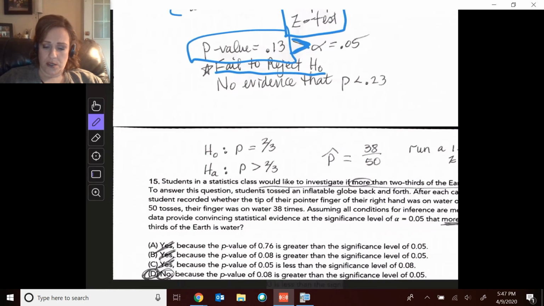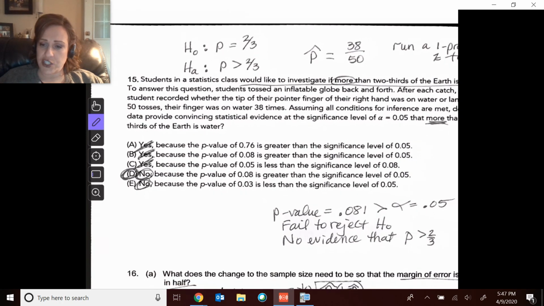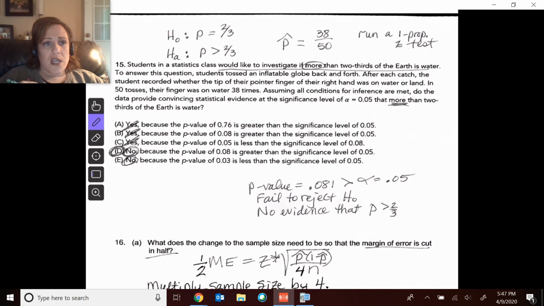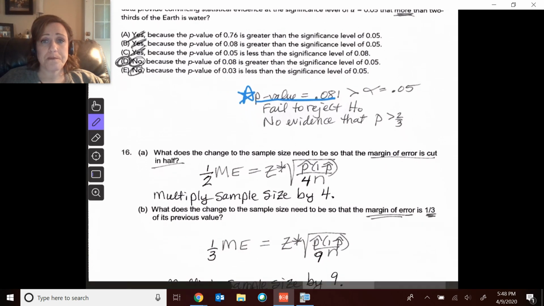All right, we're going to do one more here, and then once we get to number 16, I'm going to start that on a separate video. So here we go with this number 15. So I have the information. It asked if we have 2/3. That's our claim, 2/3 of water on this globe, okay? But we get this sample, that p hat. So I went into my calculator and actually ran this 1 proportion z test. And when I did that, I got this p-value of 0.081.